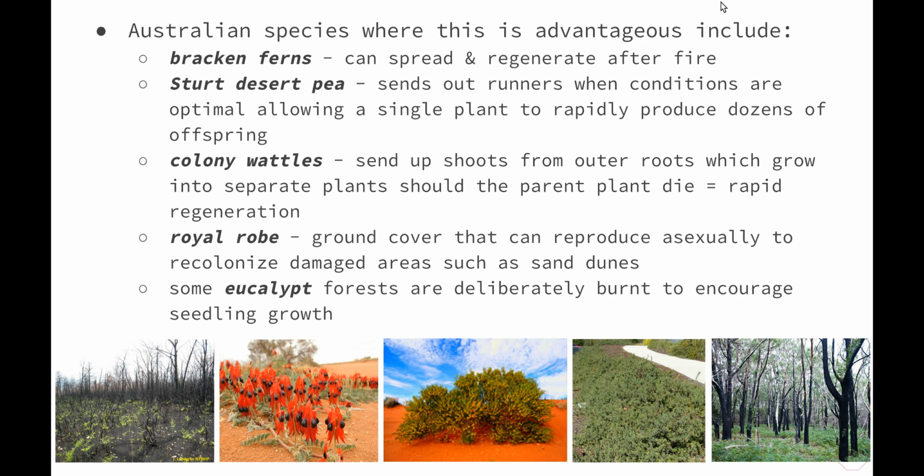Colony wattles, again the image in the middle, grow in desert areas and send up shoots from outer roots which grow into separate plants should the parent plant die, which allows for rapid regeneration. Royal robe, in the fourth picture here, is a ground cover that can reproduce asexually to recolonize damaged areas such as sand dunes. And lastly, some eucalyptus forests are deliberately burnt in order to encourage seedling growth. So the seeds fall, but they don't grow until they come in contact with very high temperatures.